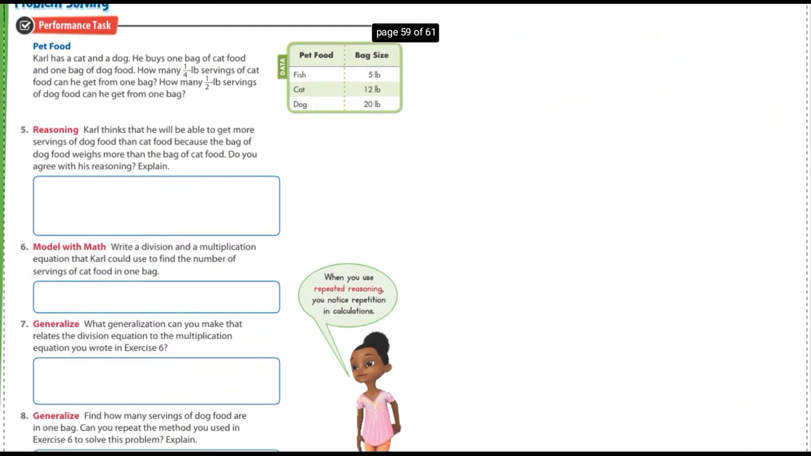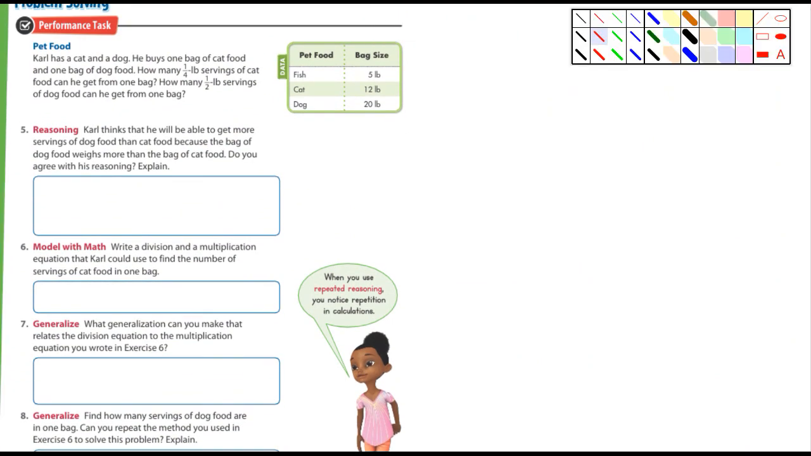All right, performance task. Oh my gosh. Carl has a cat and a dog. He buys, and I'm running out of time here, 1 bag of cat food and 1 bag of dog food. Okay, cat food, dog food. How many quarter-pound servings of cat food can he get from 1 bag? That's one question. So the cat food is 12 pounds, and we're dividing it by 1/4.